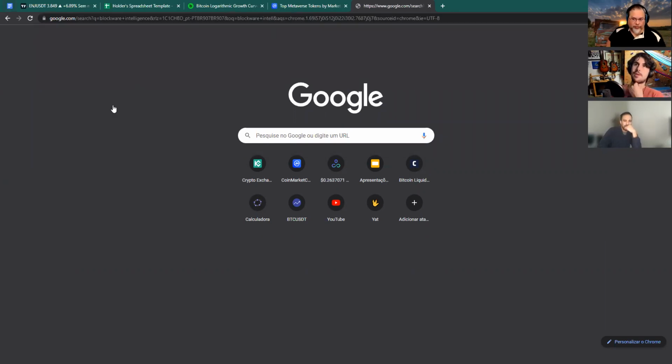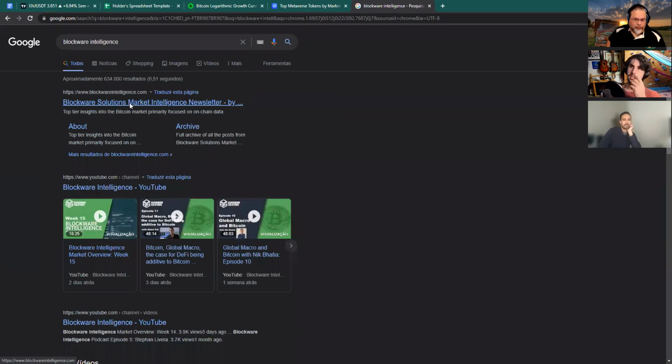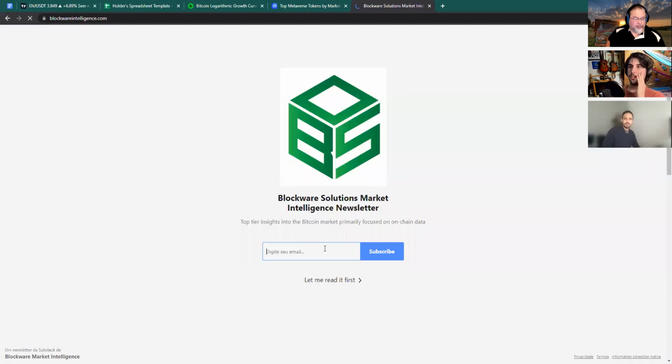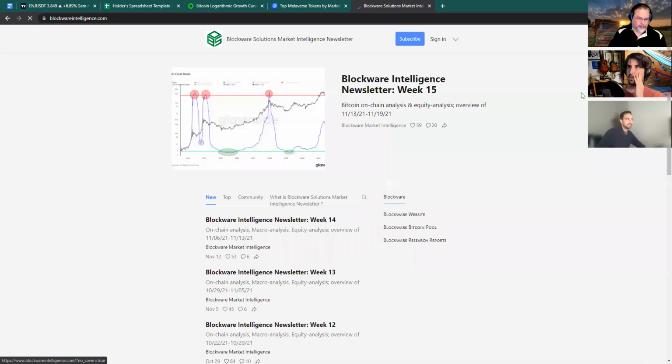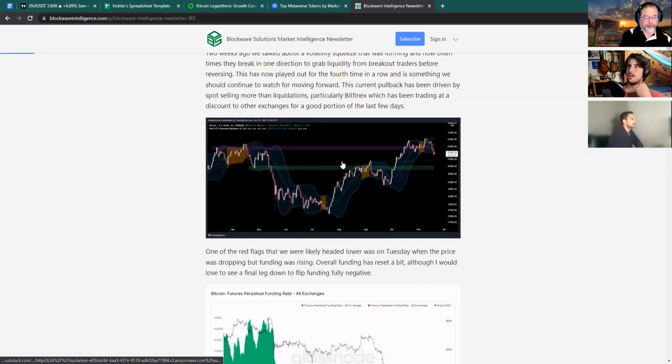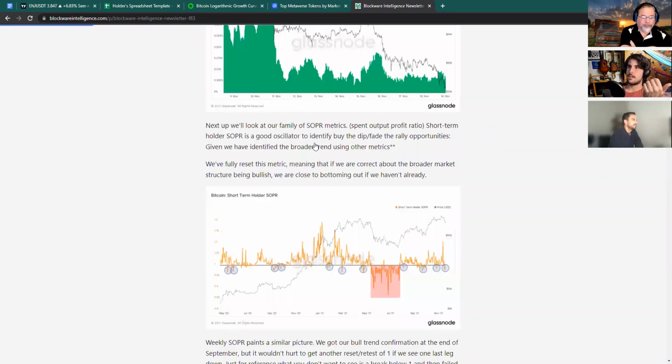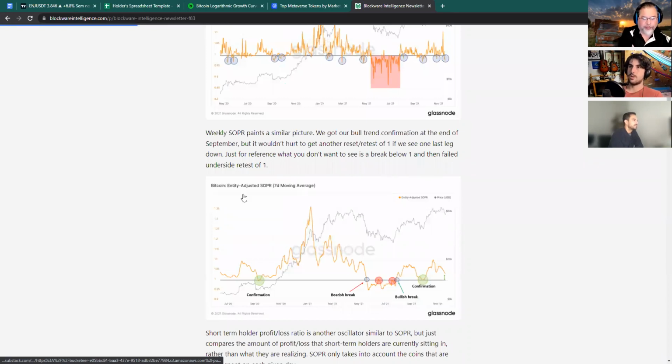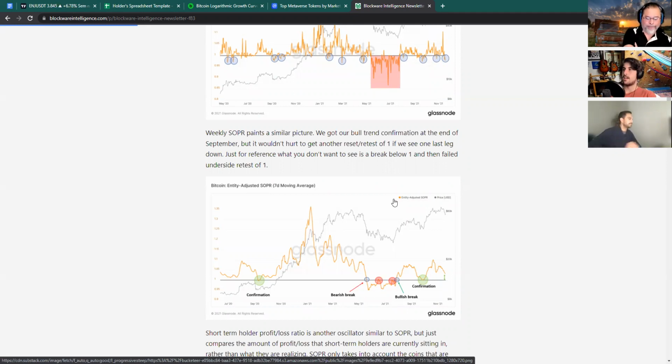So right here, Blockware Intelligence is his newsletter. Let's see the latest one, week 15. He shows you some of the paid Glassnode metrics. Right here, it's the entity-adjusted SOPR, which shows if people are selling at a profit or a loss. It's adjusted for entities, because when exchanges move coins from one place to another, it might not be a buy or a sell, right?